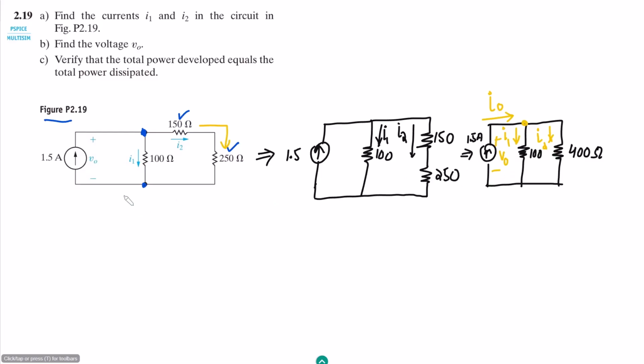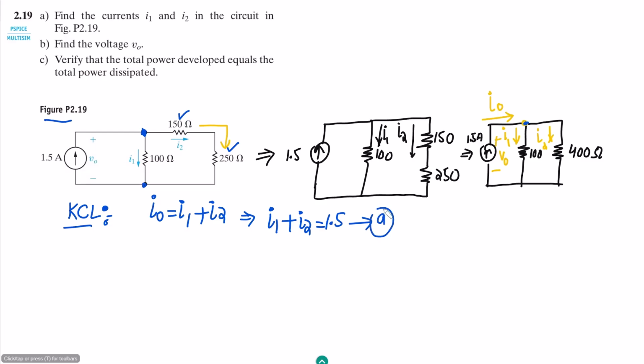So from it, by using Kirchhoff's current law, here we can see that this is the node, this current is coming towards it, and it is now split into I1 and I2. So therefore I0 is equal to I1 plus I2. Also we know the value of I0, which is the source current, and that is 1.5 amperes. So therefore I1 plus I2 is equal to 1.5. Let me call it equation A.